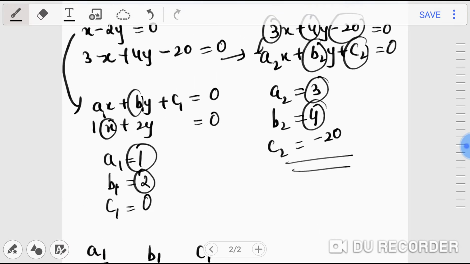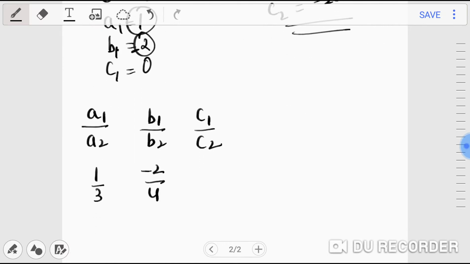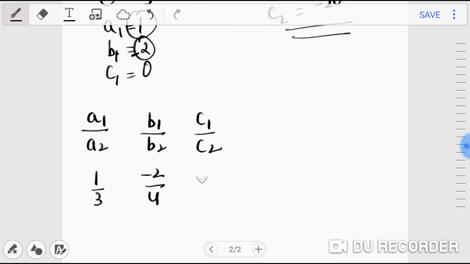minus 2y in the equation. So here b1 is minus 2. I had written plus by mistake, so it is minus. Okay, so minus 2/4, and c1 was 0 and c2 was minus 20.